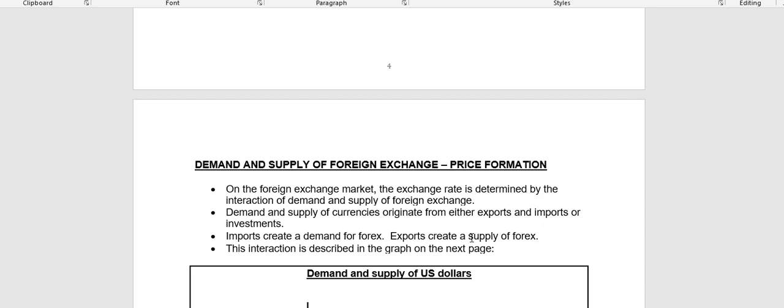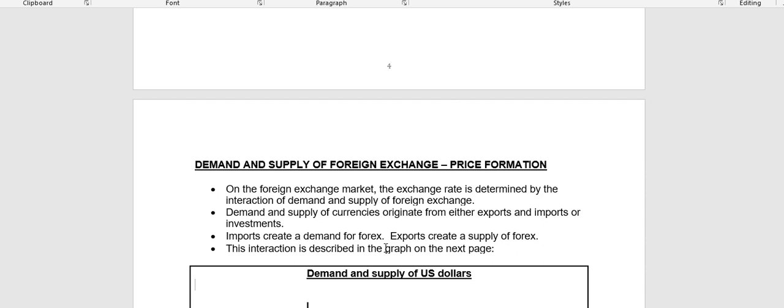All right. So when there's imports, as I said, it's going to create a demand for forex. This word forex is just a shortened version of foreign exchange. And foreign exchange literally refers to any currency that is not ours. In South Africa we use rand, so dollar is foreign currency, yen is foreign currency, the Chinese yuan is foreign currency, the euro is foreign currency. It is any currency except for the one that we use in our country that will be foreign exchange for us.